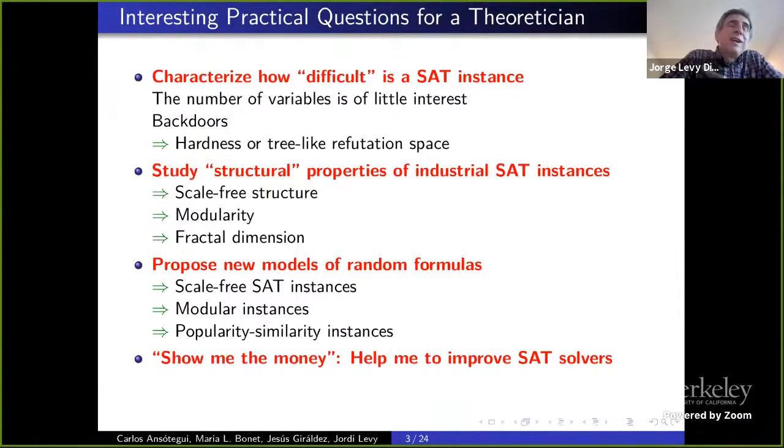And of course, at the end, there is a fourth question that is always the same, the question that we always get during my talks, which can be summarized as "show me the money." So how can all this work help me to improve the SAT solver? If our motivation was to try to help people developing SAT solvers in practice, we have to show some contributions, and at the moment, these contributions are very, very, very reduced.